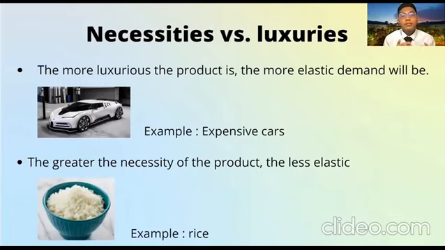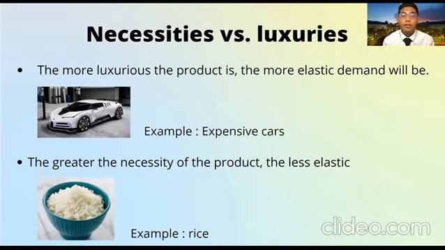Necessities versus luxuries. For this determinant, the key point that I want to highlight is that the more luxurious the product is, the more elastic demand will be. In other words, the product will be more elastic if it is more luxurious. For example, expensive cars. This is a luxurious product, so it tends to be more elastic nowadays, especially during the pandemic, when consumers spend a lot of time considering luxurious things before buying them.